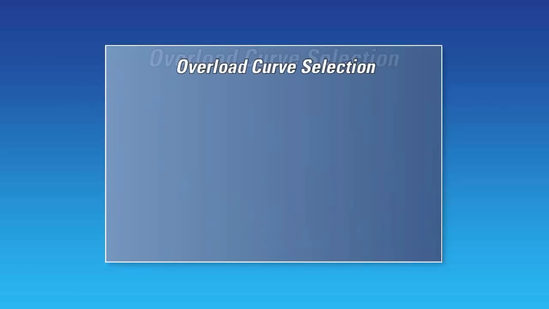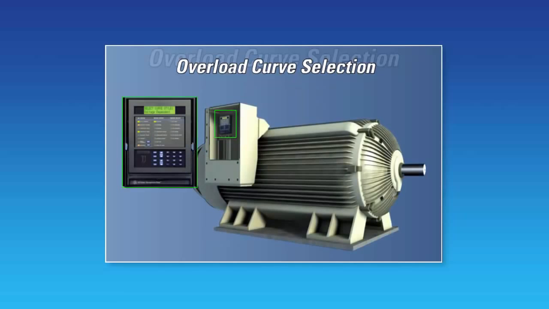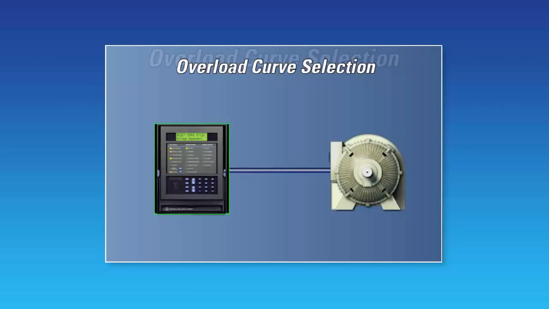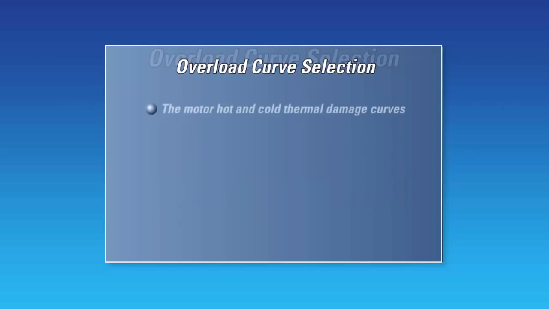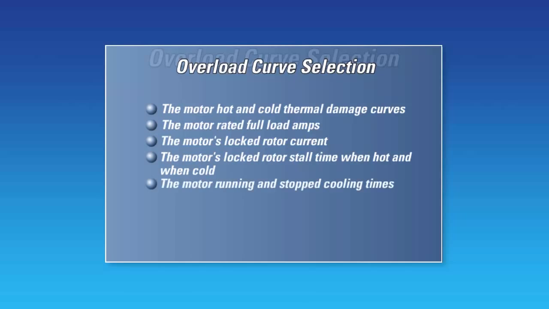Now that you understand the concept of motor thermal modeling, we will go into the relay setting. The first step in motor thermal modeling is to obtain accurate motor data from the motor supplier. This data must include the following critical motor information: the motor hot and cold thermal damage curves, the motor rated full load amps, the motor's locked rotor current, the motor's locked rotor stall time when hot and when cold, the motor running and stopped cooling times, the service factor, motor thermal rise, and class of insulation.